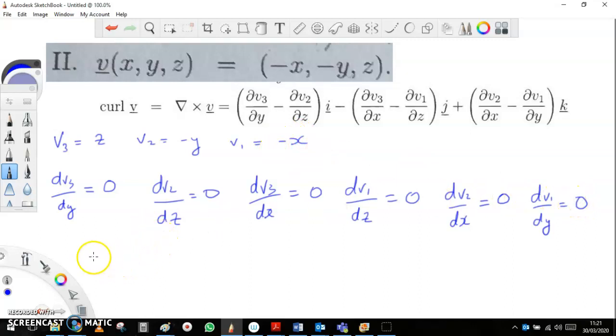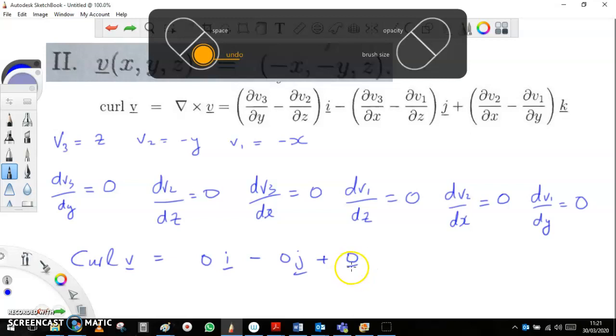So simply the curl of V equals, you're going to have 0 minus 0 i, so you're just going to have 0i minus 0j plus 0k. We won't have a straight line under the 0 there. Anyway, that's no big deal.